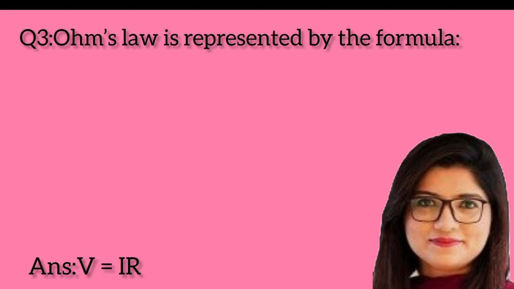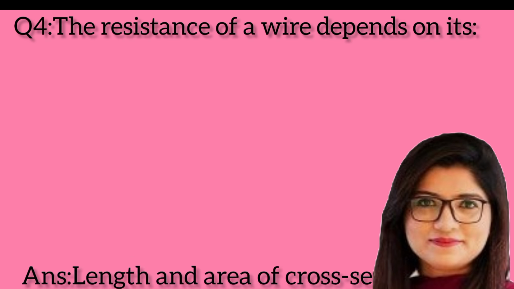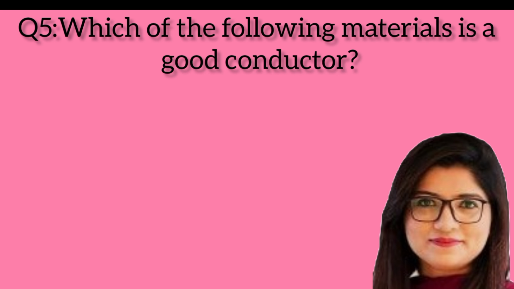Question 3. Ohm's law is represented by the formula. Answer: V equals IR. Question 4. The resistance of a wire depends on its... Answer: length and area of cross section. Question 5. Which of the following materials is a good conductor? Answer: copper.